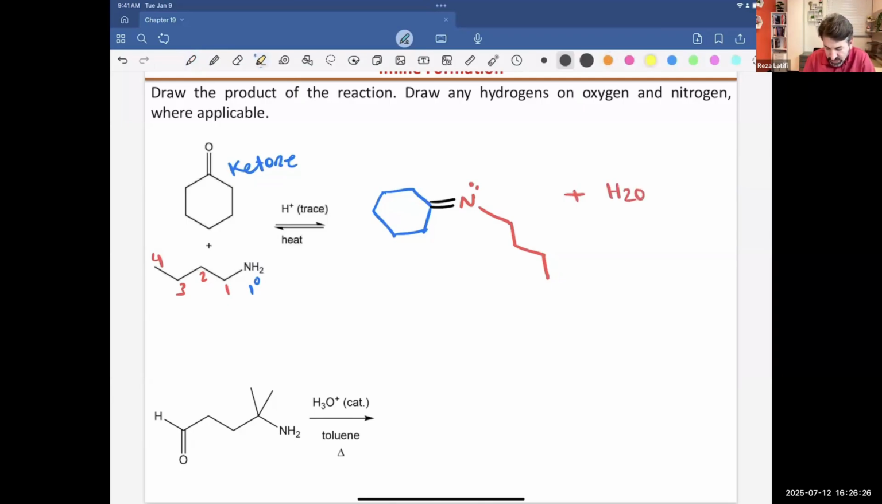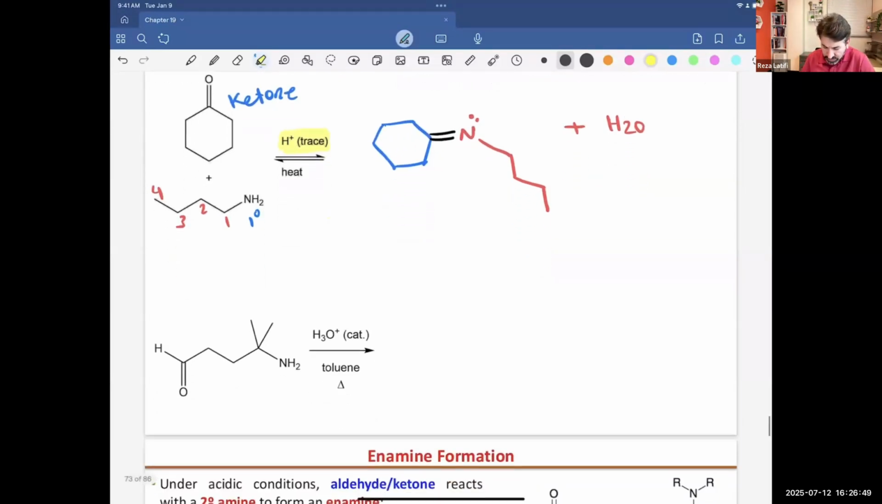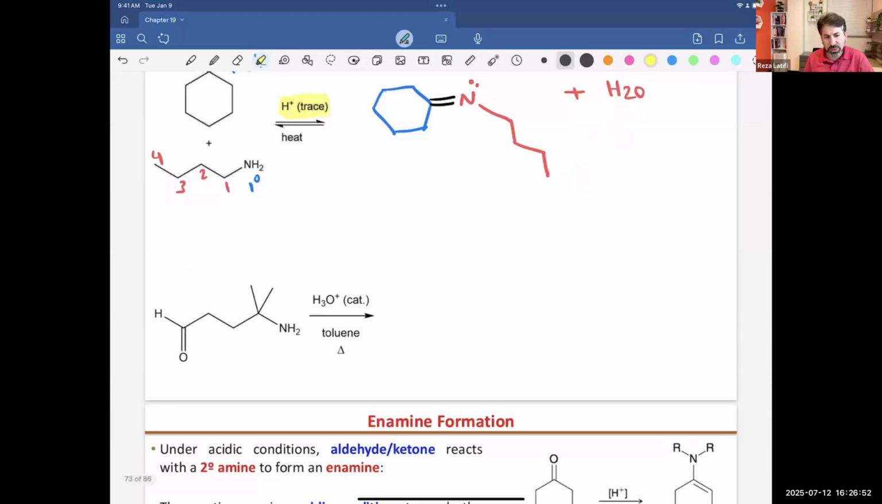As you see, the reaction is initiated by a trace of acid plus heat. It says a trace because we don't want to turn the entire NH2 to NH3. We want to have enough acid to initiate or speed up the chemical reaction. Next, we have nitrogen and a carbonyl group attached to the same parent chain, so this is going to be an intramolecular nucleophilic addition. Nitrogen has a lone pair, it's going to go after that carbonyl group, and it will kick oxygen out of the system.